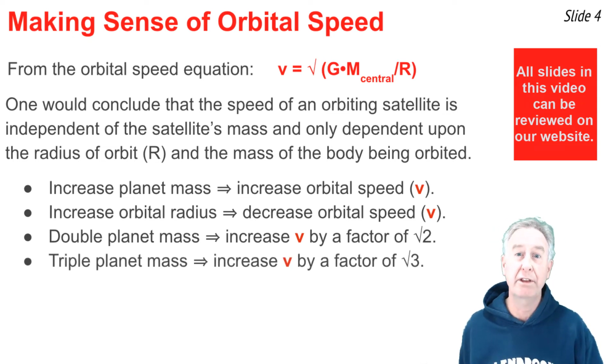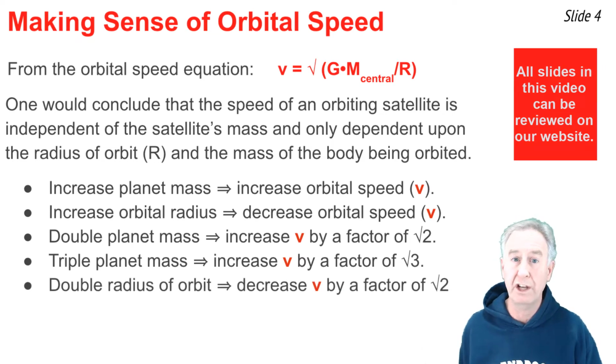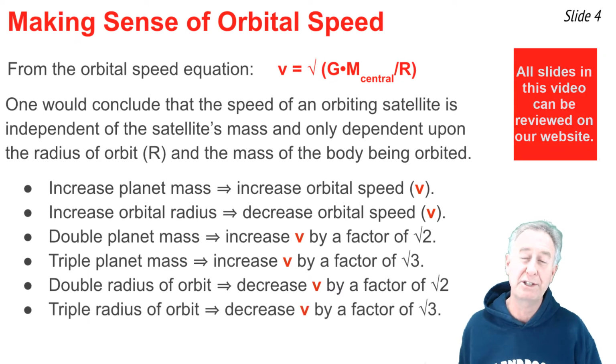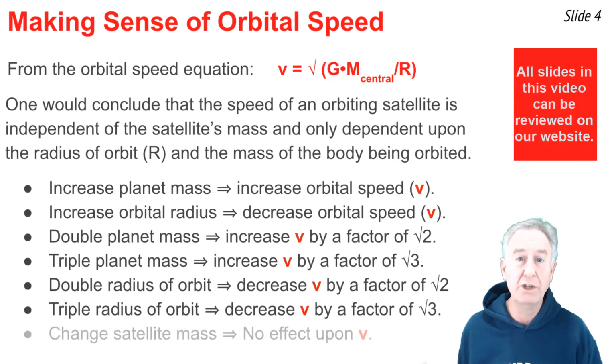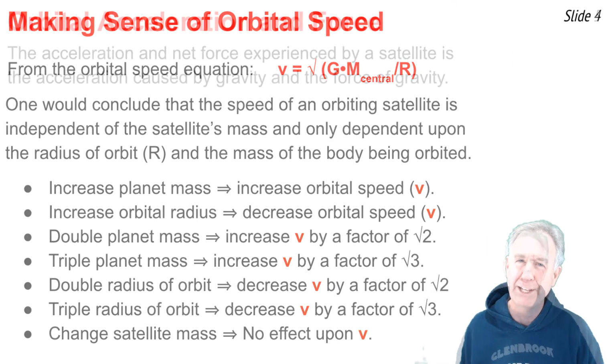Tripling the planet mass would cause the orbital speed to be larger by a square root of 3 factor, 1.732 times larger. On the other hand, if you were to double the orbital radius, it would cause the orbital speed to decrease by a factor of 1.414. And if you were to triple the orbital radius, you'd cause the orbital speed to decrease by a factor of 1.732. But if you were to change the satellite's mass in one way or another, it would have absolutely no effect upon the orbital speed.